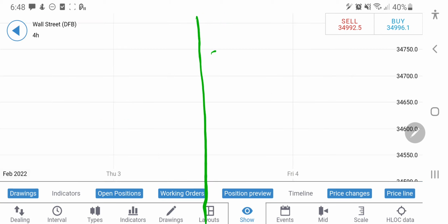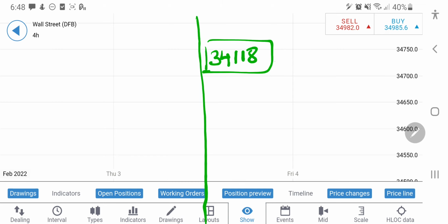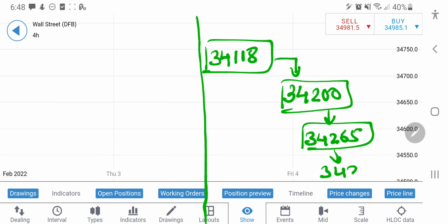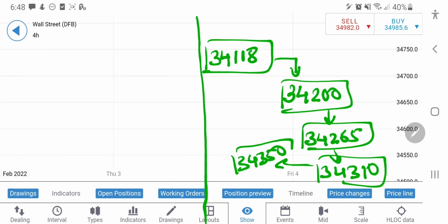The only level to go long that I will recommend is 34,100. I will give it a little cushion, 34,118. Around these levels you can take a long entry. You can expect it to rise towards 34,200, the nearest resistance, then 34,265, then it will try to rise till 34,310 and 34,350. Till here it is going to be a stronger resistance zone for US30.